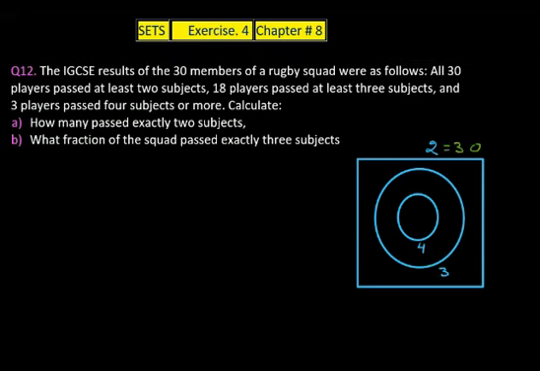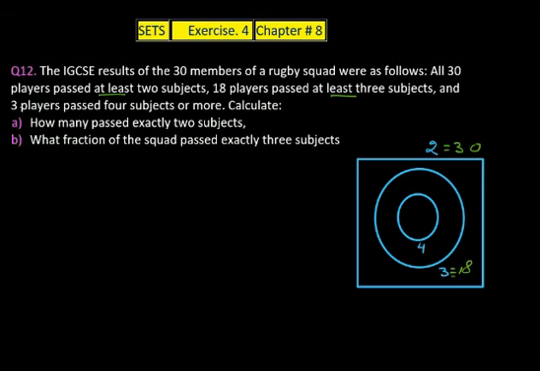Let me explain what "at least" means. In sets, whenever you come across the words "at least", it means that some members lie exactly inside it. Then it says 18 players passed at least 3 subjects. Once again, we are using the words "at least" with the 3 subjects. It means that something lies inside 3 as well. So the number of members in set 3 is 18.